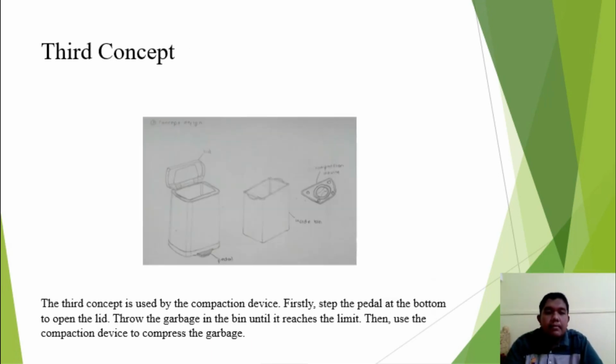Third concept. The third concept uses a compaction device. Firstly, step on the pedal at the bottom to open the lid. Throw the garbage in the bin until it reaches the limit. Then use the compaction device to compress the garbage.